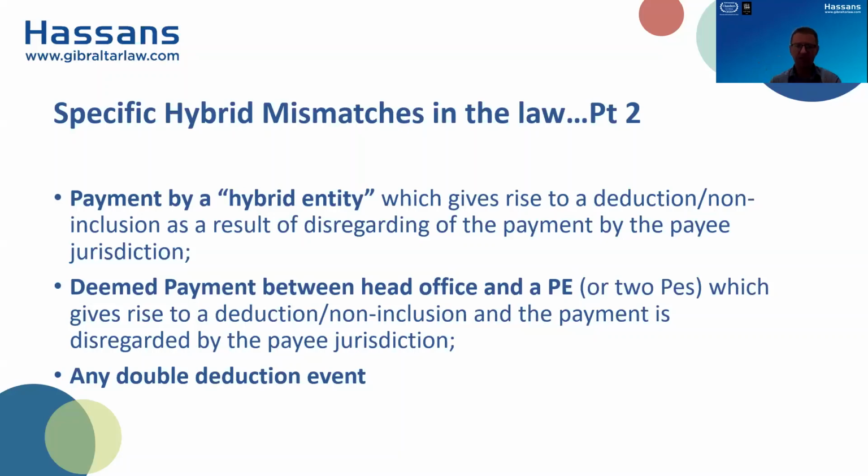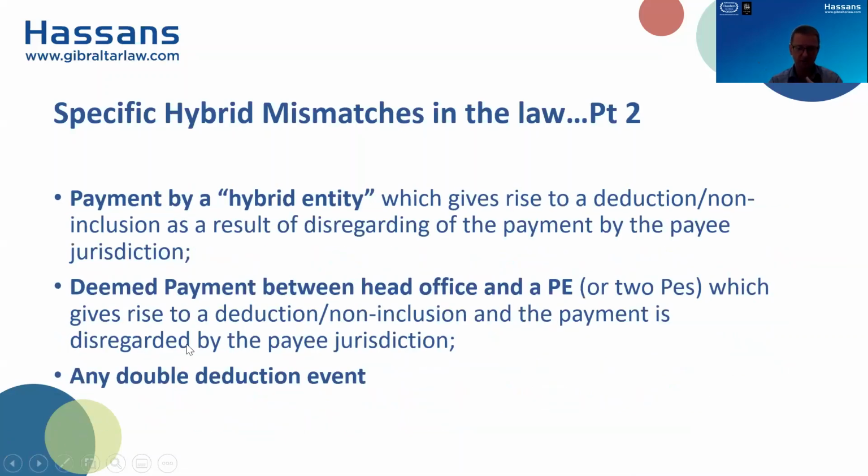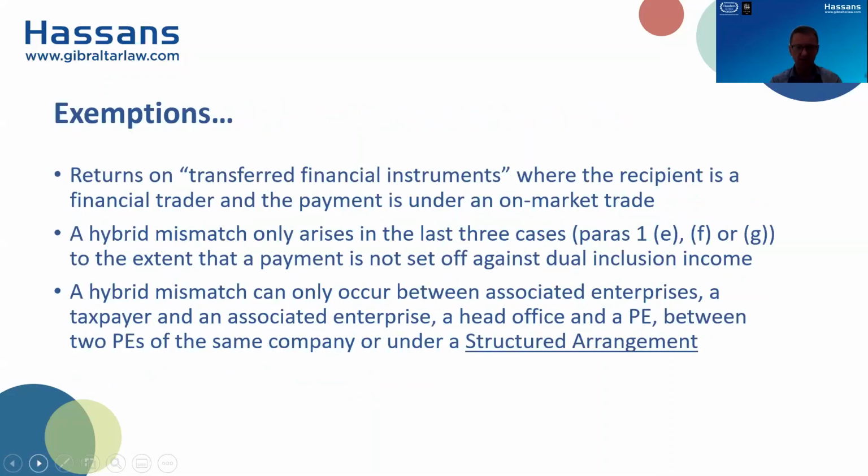So you can see that whilst the actual characteristics of this covers pretty much all the possible outcomes, it's the outcome that's important, this non-inclusion and deduction arising from the hybrid nature of the entity or the documentation, and any double deduction. Double deduction is always a hybrid mismatch. So the good news is that there are some exemptions, and one of them is quite wide.